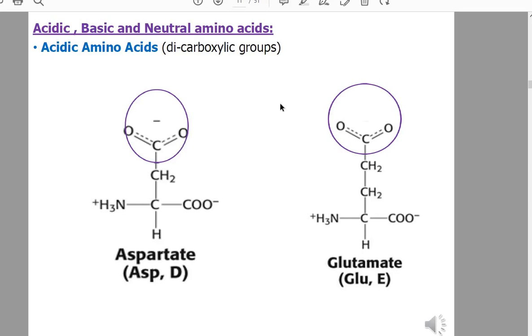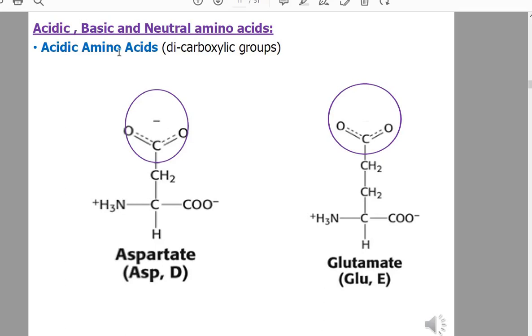The first type of amino acids here are the acidic amino acids. What is the meaning of acidic? Acids are molecules that can give a proton and carry a negative charge. This group is the carboxylic group, COOH. Any amino acid in the liquid state or in nature at neutral pH, this carboxylic group tends to lose a proton, so it's an acidic group and carries a negative charge.